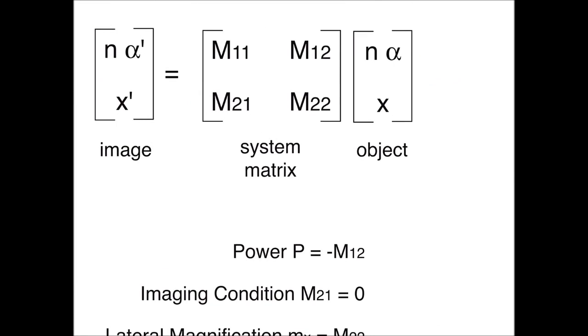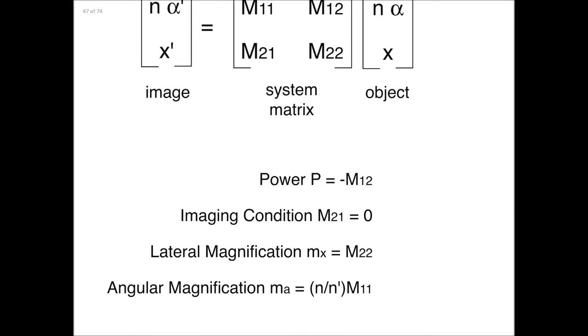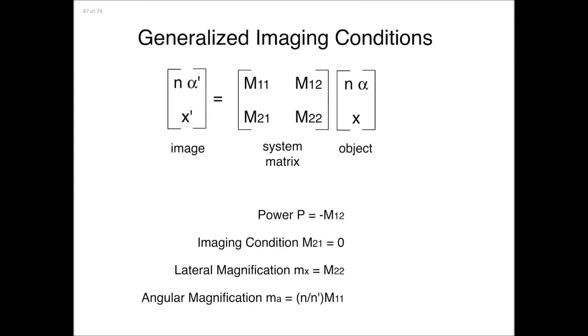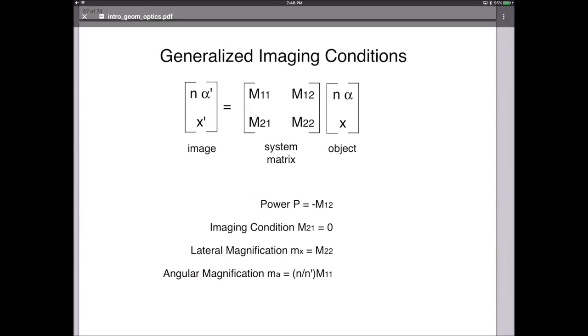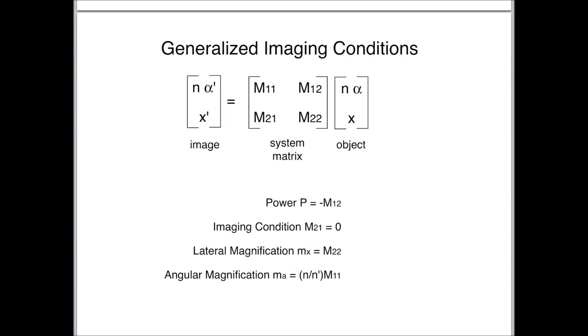The imaging condition is the first element of the second row goes to 0. Lateral magnification is the second element of the second row, and angular magnification is n over n prime times the first element of the first row. So this is a very, very important slide which summarizes all the different conditions for imaging and all the different mathematical formulas that are related to them.